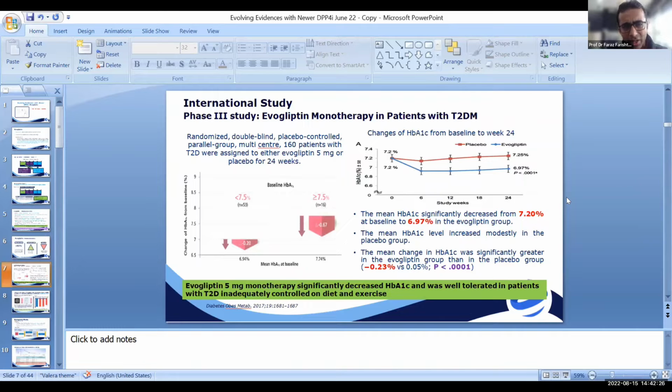So this was the international study. This is the phase 3 study where Evogliptin monotherapy was used in patients with diabetes. It was a randomized, double-blind, placebo-controlled, well-matched study which had around 160 odd patients. So you will see the results. Evogliptin 5 milligram monotherapy significantly decreased the A1C, and was well tolerated in patients with diabetes inadequately controlled on diet and exercise.